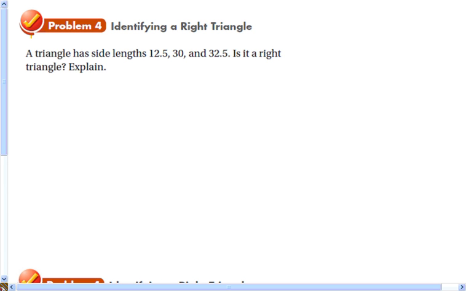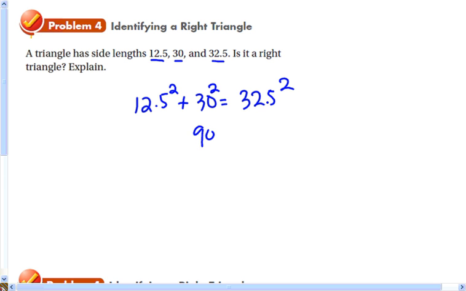All right, a triangle has side lengths 12 and a half, 30, and 32 and a half. Is it a right triangle? Explain. If it is a right triangle, then we should be able to take the two shorter sides and square those and add them together, and they should equal the longest side squared. So what we're checking is 12 and a half squared plus 30 squared equals 32.5 squared. So we're going to do 12 and a half squared and 30 squared. 30 squared is 900. 12 and a half squared is 156.25.